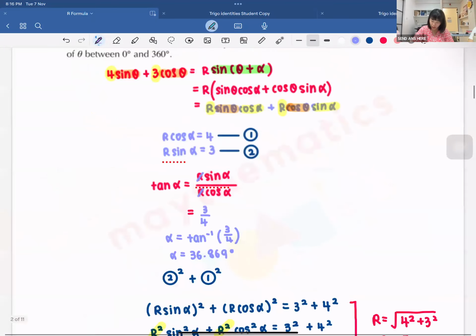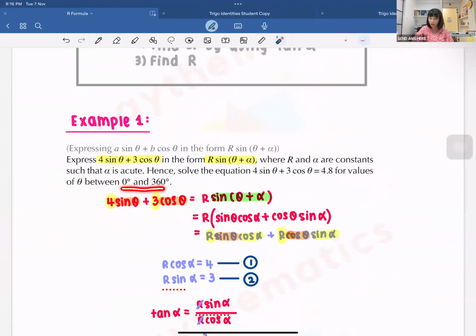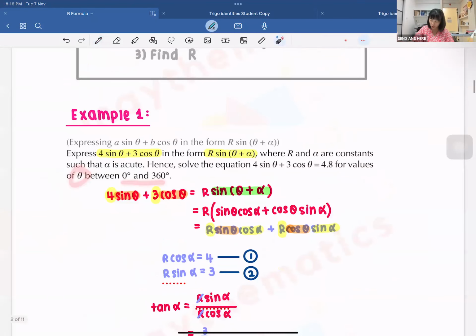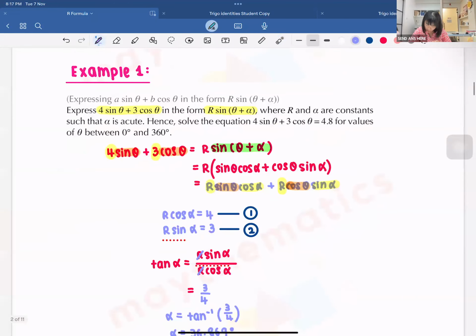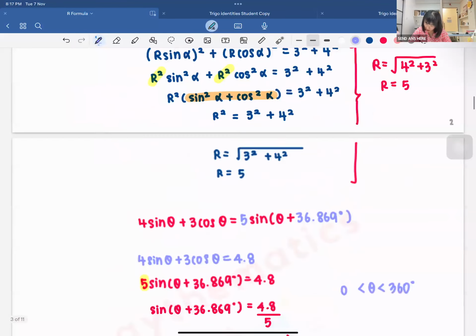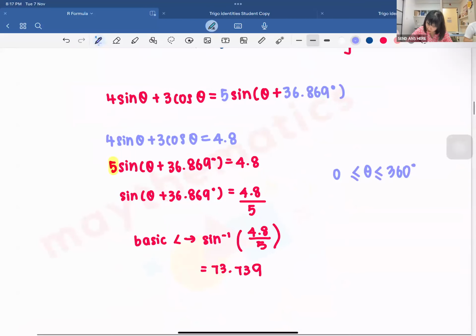In this case, your range, they say, is between 0 to 360. Your theta is 0 to 360. So I need you guys to write it out. Your theta is between 0 to 360. Is it inclusive or not? Between 0 to 360. I guess between can include also.